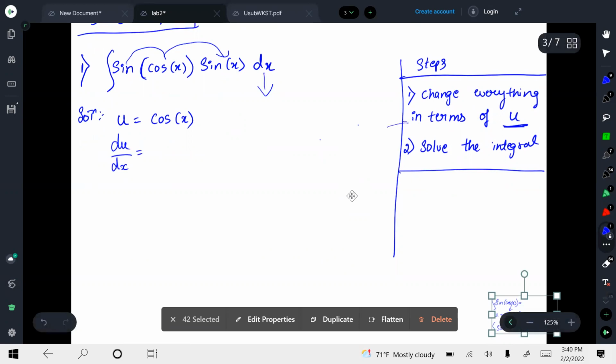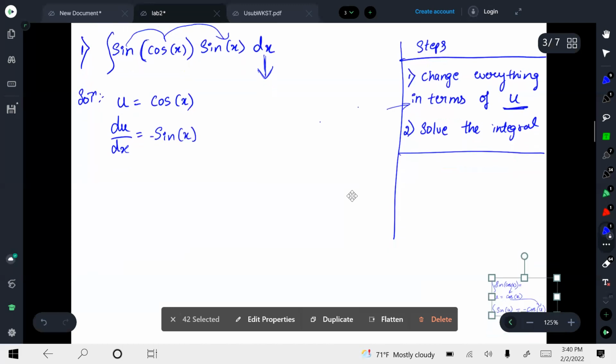Because remember, the first step is to change everything in terms of U. I need everything in terms of U. So I have to change the dx. How can I change this? Only when I take a derivative, I will get this term dx, and then I can simplify this and solve for dx. I will get one equation which is entirely in terms of U. Okay, that's the plan. Now the derivative of cos x is going to be negative sine of x, right?